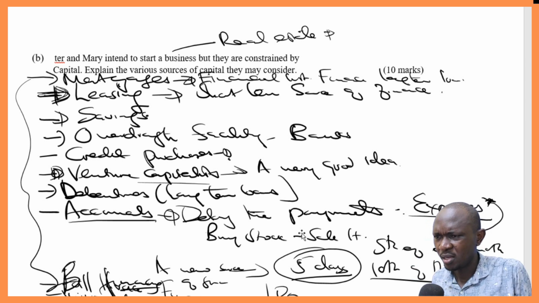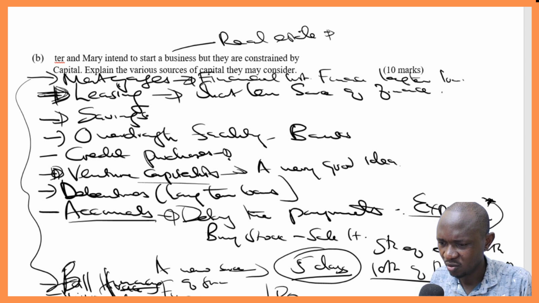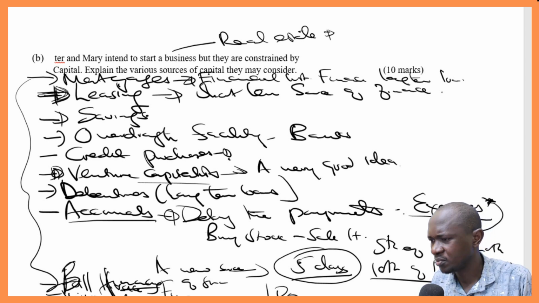These are quite a number. The examiner only wants 5, so you might just want to pick any 5 from this, and you'll be good to go. Thank you. Let's meet in the next question.